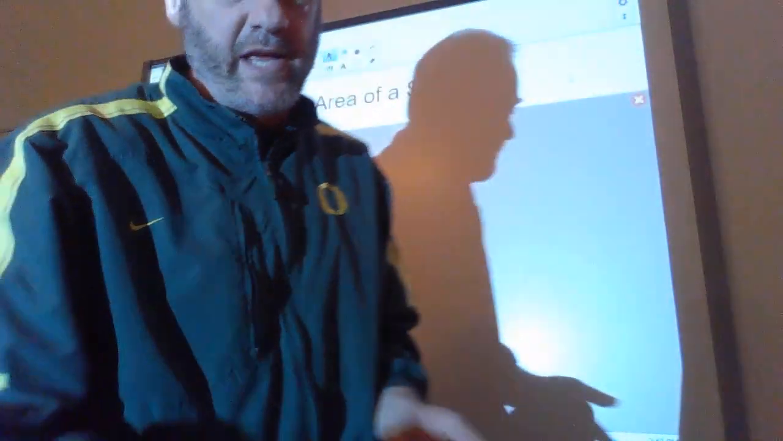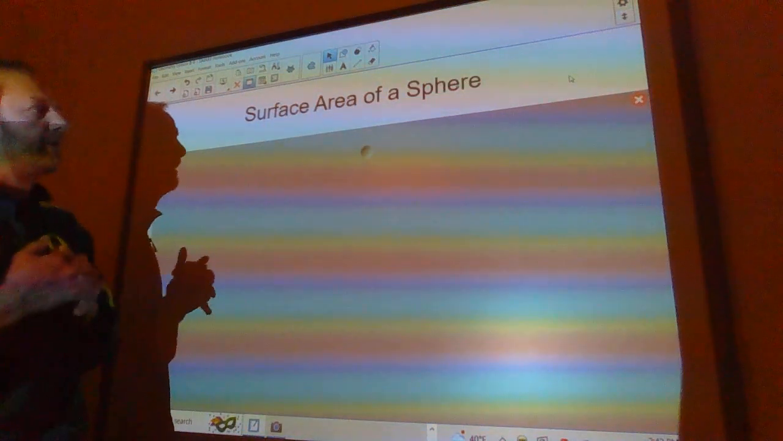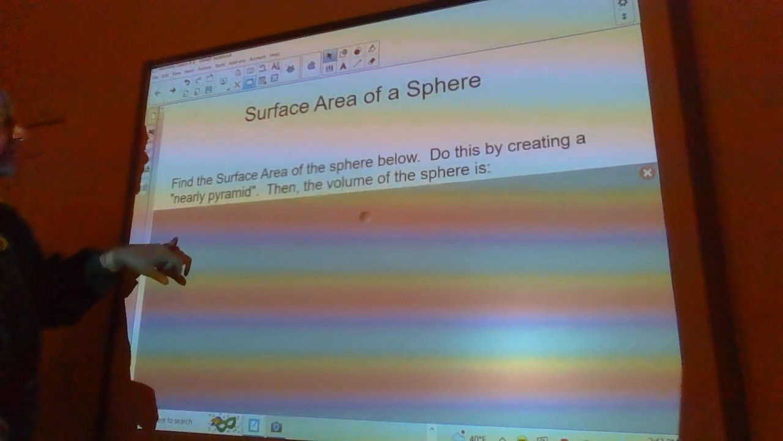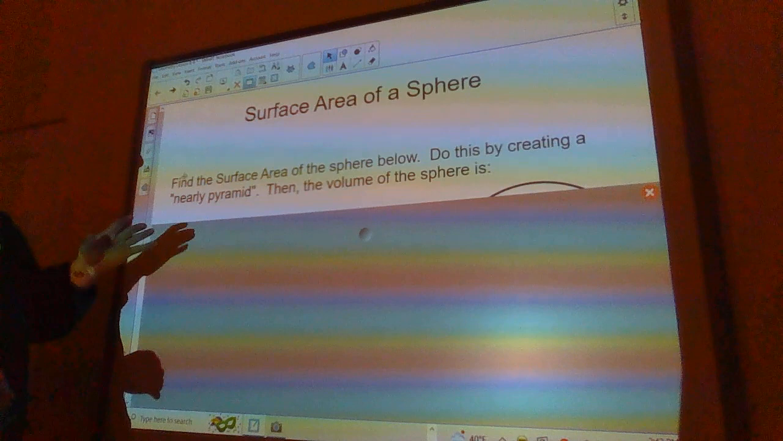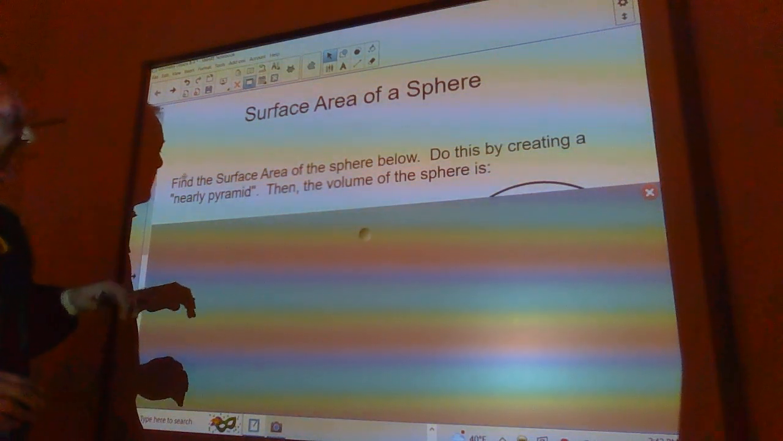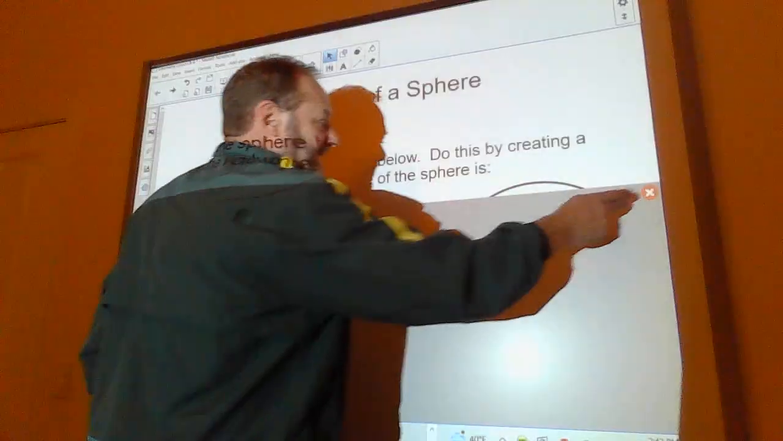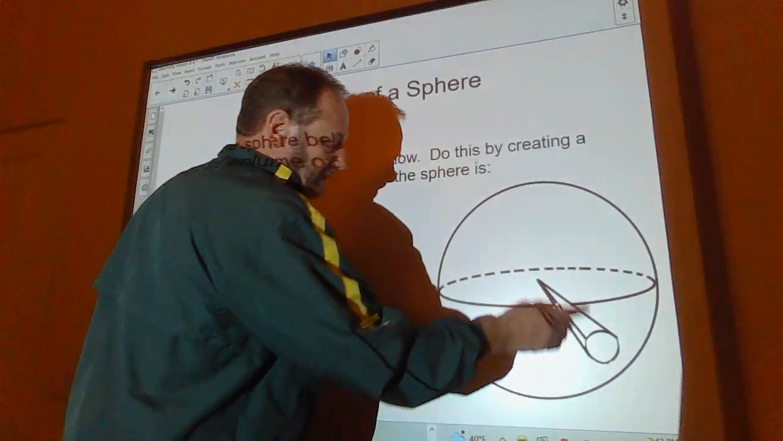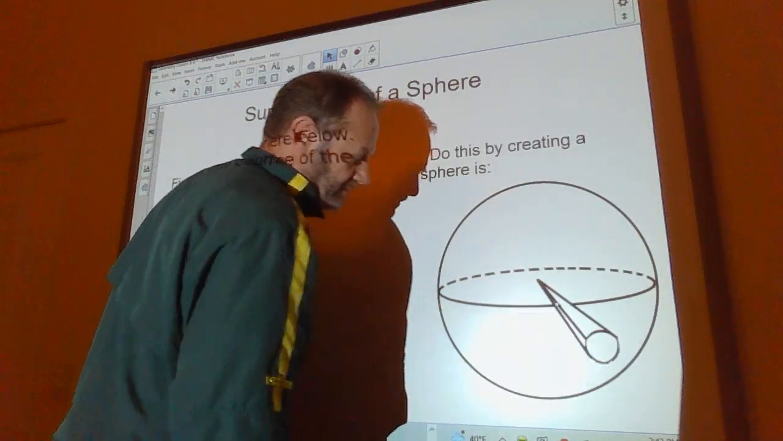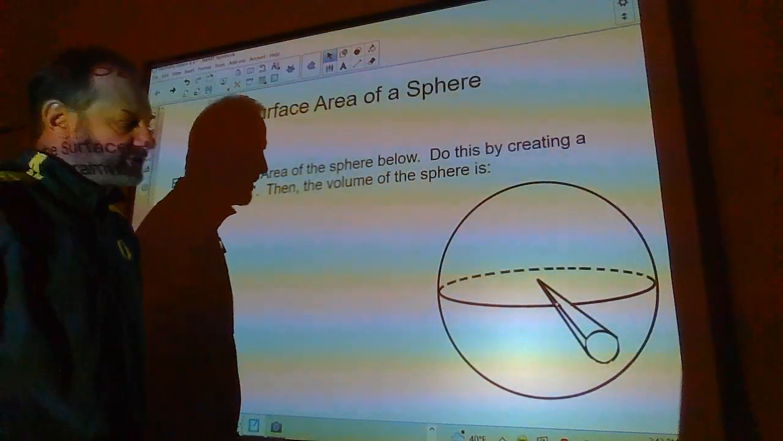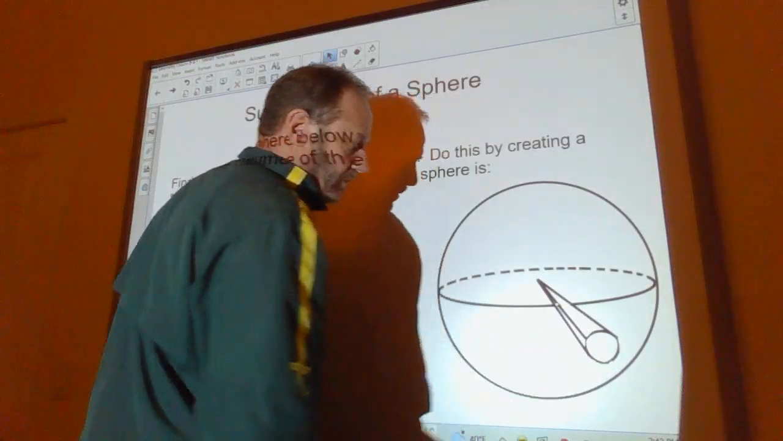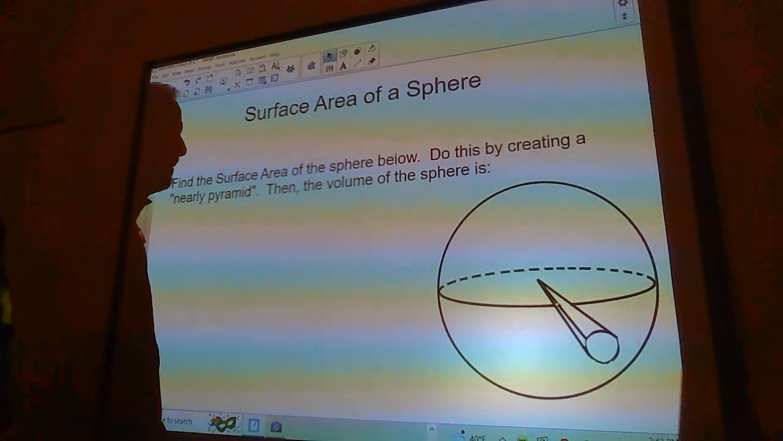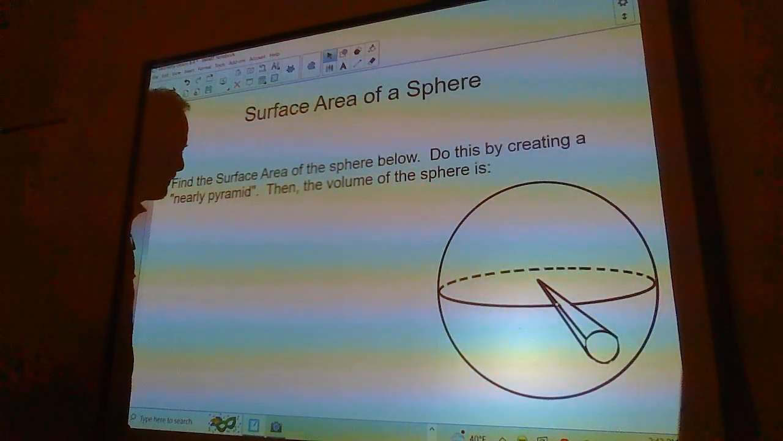Hey everybody, today we are going to derive the formula for the surface area of the sphere. So, we're going to find the surface area of the sphere by creating something called a nearly pyramid. So, here I have a sphere with almost a pyramid that comes out from the center to three different points on the surface of the sphere.